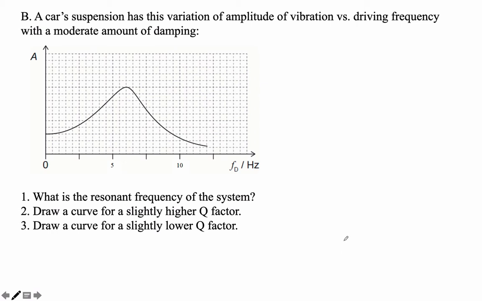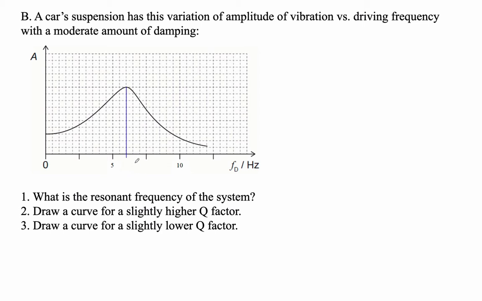Okay, a car suspension has this variation of amplitude of vibration versus driving frequency with a moderate amount of damping, right? So it could be heavier, it could be lighter, right? Okay, what is the resonant frequency of the system? Well, that's the peak right there. So let's figure this out.